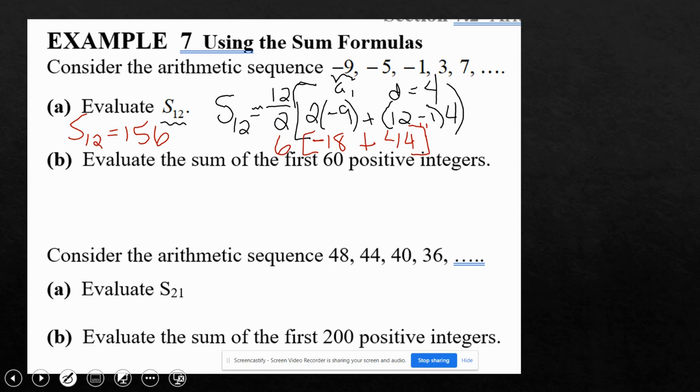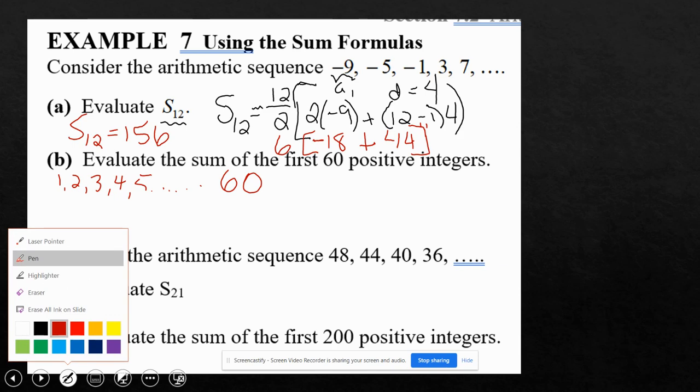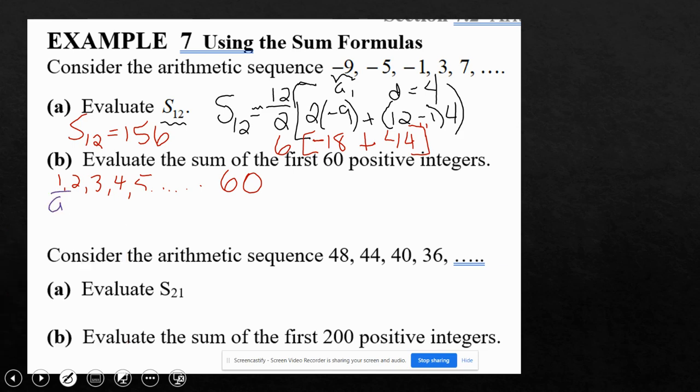For letter B, evaluate the sum of the first 60 positive integers. Well, the first 60 positive integers are 1, 2, 3, 4, 5, and so on until you get to the number 60. That means that we know our first term and our last term. So we can use that first formula. Sum of the first 60 terms. We have 60 terms. Our first term is 1, and our last term is 60.